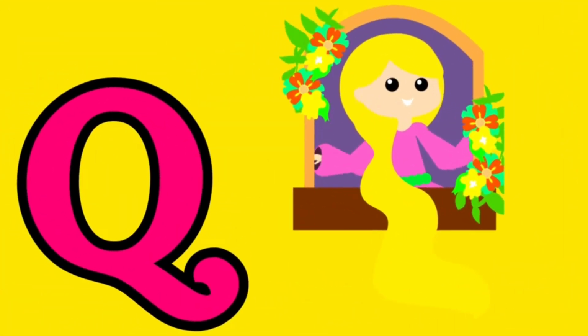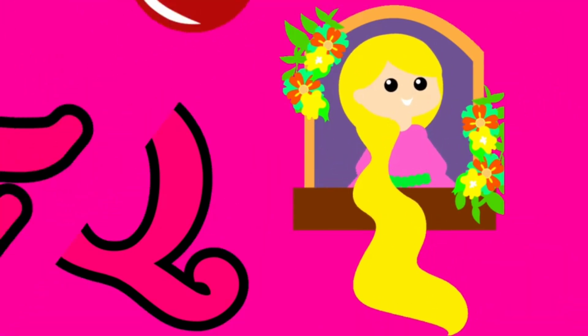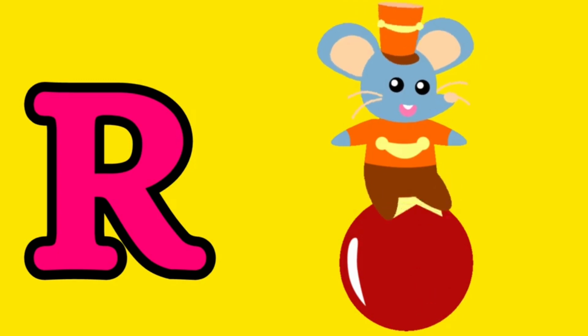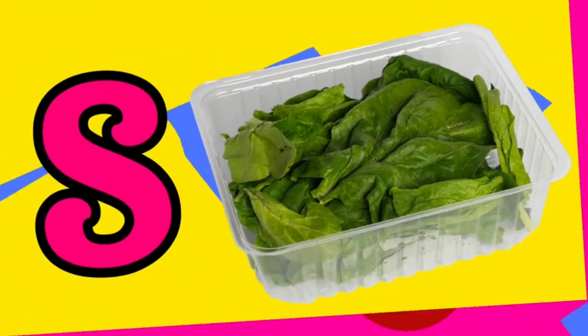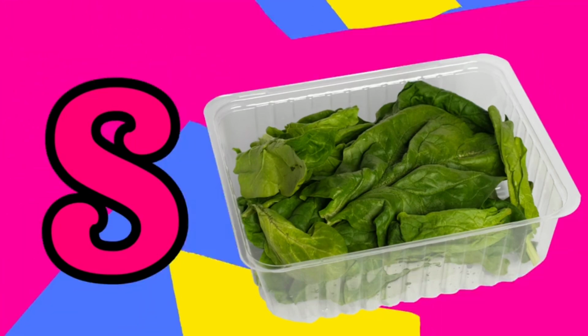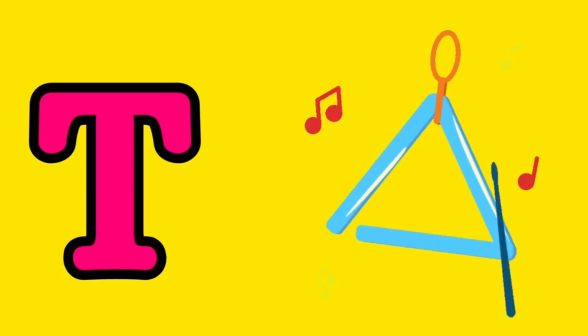pomegranate, P, P. Q is for queen, K, K, queen. R is for rat, R, R, rat. S is for Spanish, S, S, Spanish. T is for triangle, T, T, triangle.